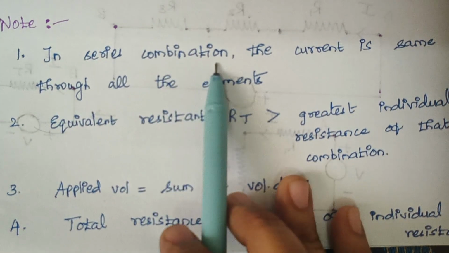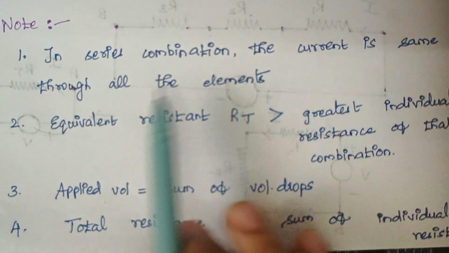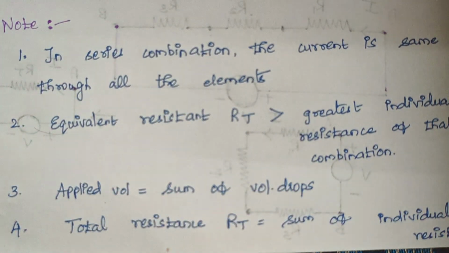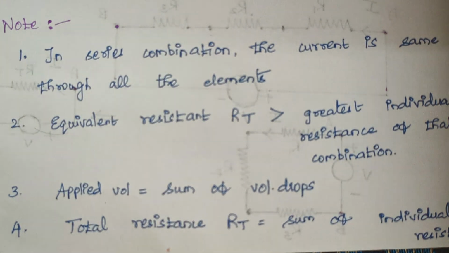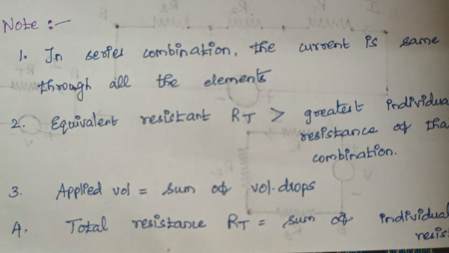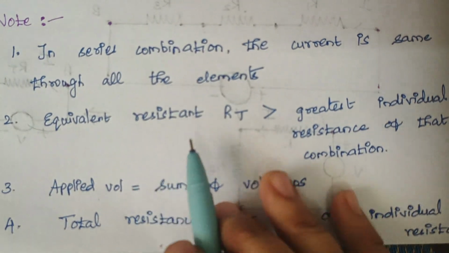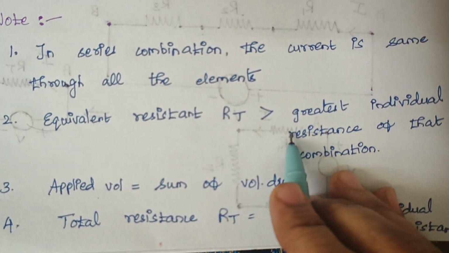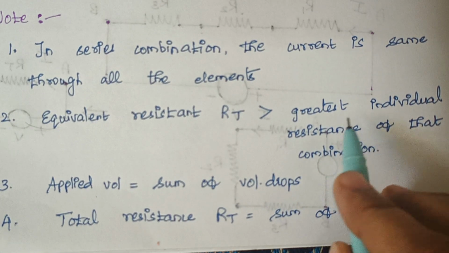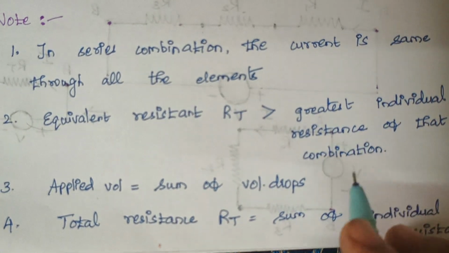In a series combination, the current is the same through all the elements. The current flowing through all three resistors is the same. For example, if 5 amps flows through resistor R1, the same 5 amps flows through resistor R2 as well as R3. And the equivalent resistance RT is greater than the greatest individual resistance of that combination.